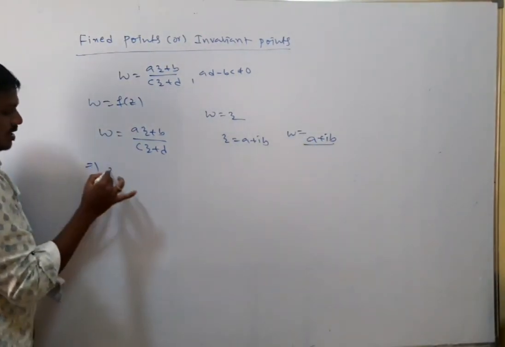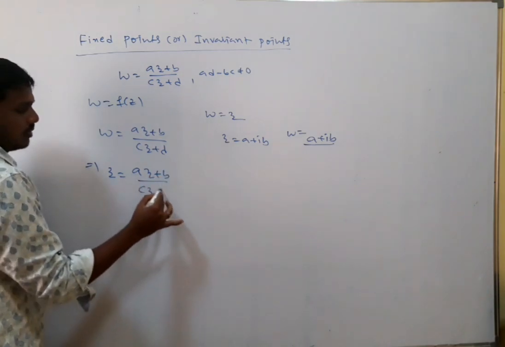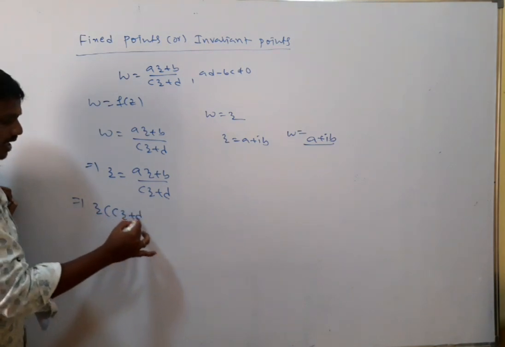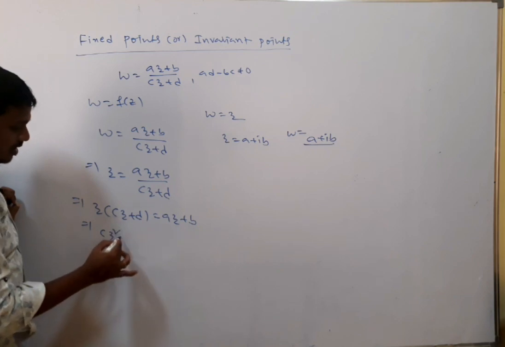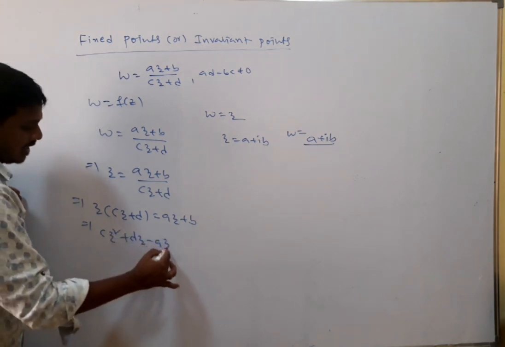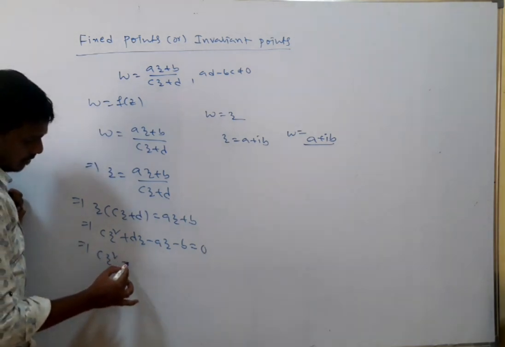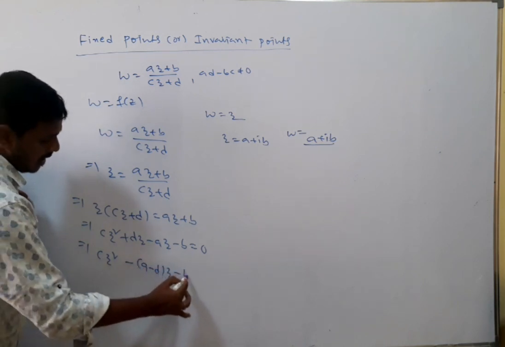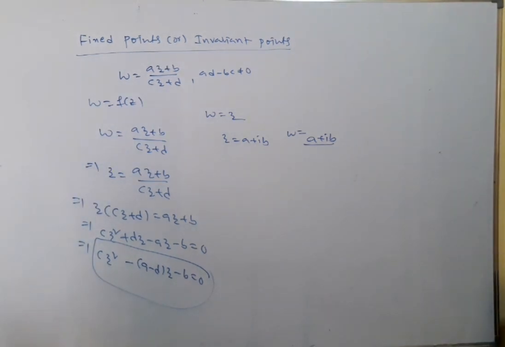So we write z = (az + b)/(cz + d). By cross multiplication, z(cz + d) = az + b. So we write cz² + dz − az − b = 0, that is cz² + (d − a)z − b = 0, which is a quadratic equation. If you solve this quadratic equation, you will get the invariant points or fixed points, right?